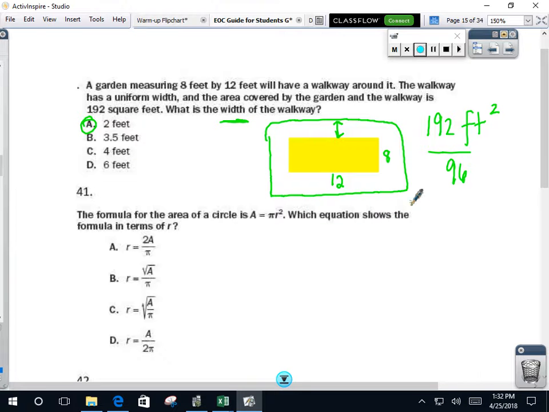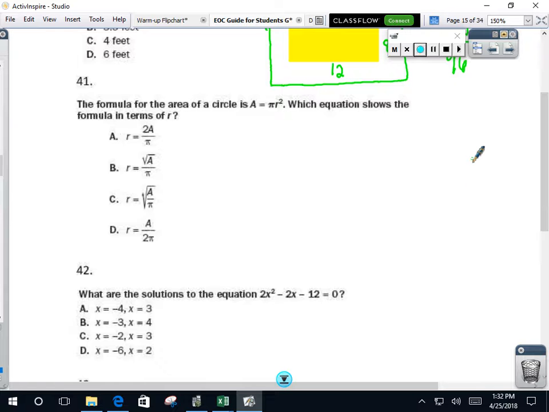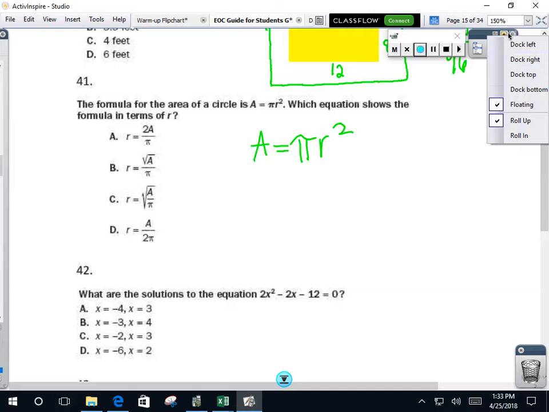Okay, number 41. Turn around and pay attention. The formula for the area of a circle is A equals pi r squared. Which equation shows the formula in terms of r? What does that mean in terms of r? Find out what r is, because look at all your choices. Don't all 4 choices have r by itself? So you're just trying to get r by itself. Start with the formula they gave you, and now how would we get that r by itself? What would we need to do first?